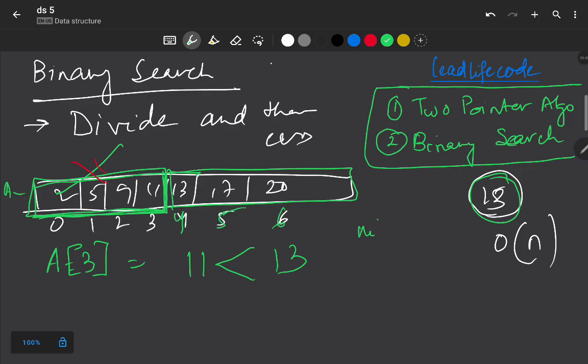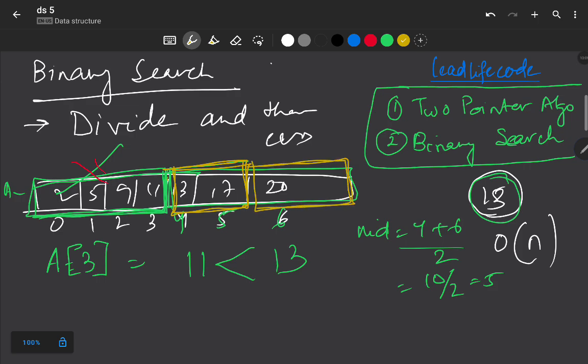So mid is 4 plus 6 by 2, that is 10 by 2, 5. So again you will take this array first, 4 to 5, and this array. So then you will check whether 17 is greater than 13. So you will eradicate the right hand side array. You will only process this one.